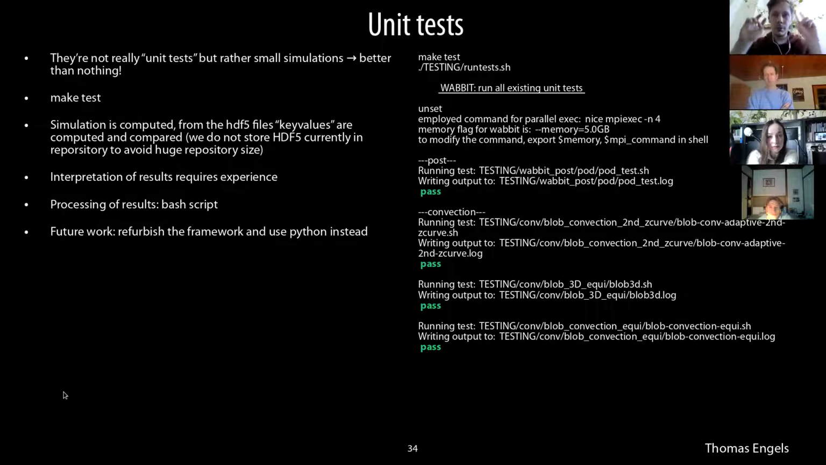And the unit tests that we have are really a lot better than nothing, because many research codes do not have any of these tests. So I'm at the same time embarrassed and proud that we have it. They are usually called with the make test command, and it runs just a predefined simulation where I've stored the parameter file somewhere in the repository. It runs it, takes the HDF5 output, computes what we call key values from it, so the minimum, the maximum, the mean, the sum of the squares, and so on, and compares it to results that we have obtained earlier.